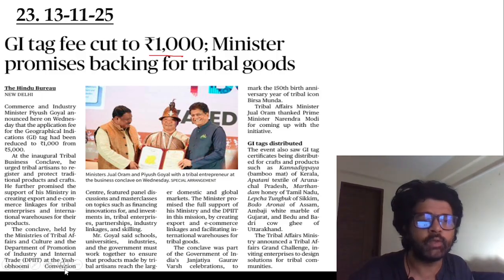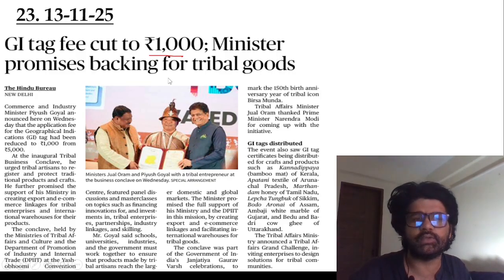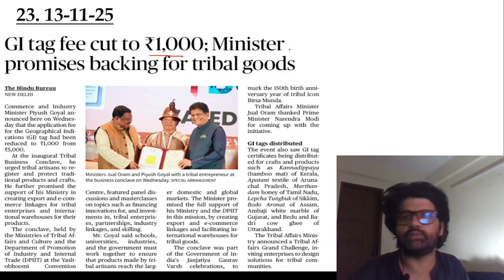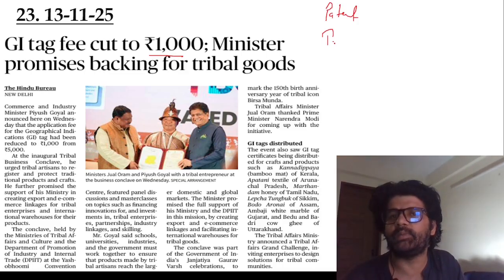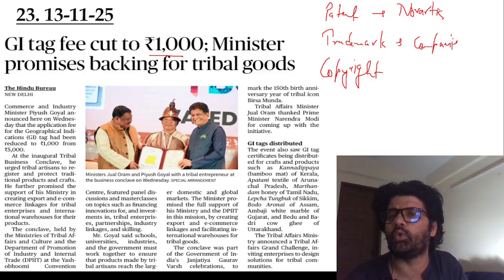So GI tag fee. So let's say tribal people, we want to apply for a GI tag, geographical indication, unique to a particular region. So you have different terms, guys, which you have to keep in mind. Like you have patent, trademark, copyright, GI tag. So patent you get for, let's say, invention. Novartis, they made some medicines and all, so they will get patent. Trademark is for companies, let's say they have a unique trademark, unique logo.